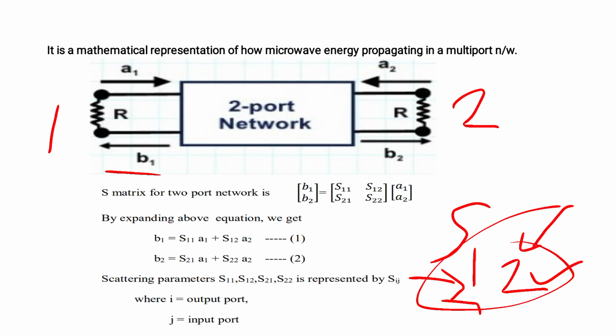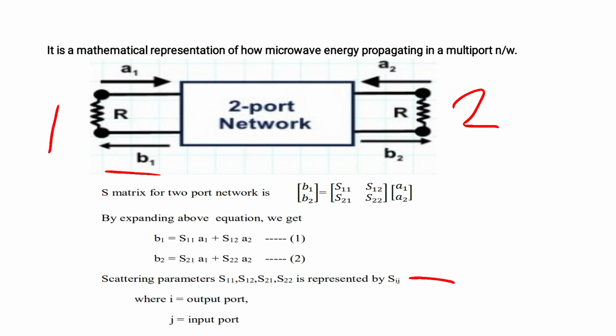For example, when we consider S11, the first one represents the output port and the second one represents the input port, which means when the power is incident at port 1, how much power is reflected again to port 1. Okay, this is about S11, S12, S21, S22, the parameters of the scattering matrix.